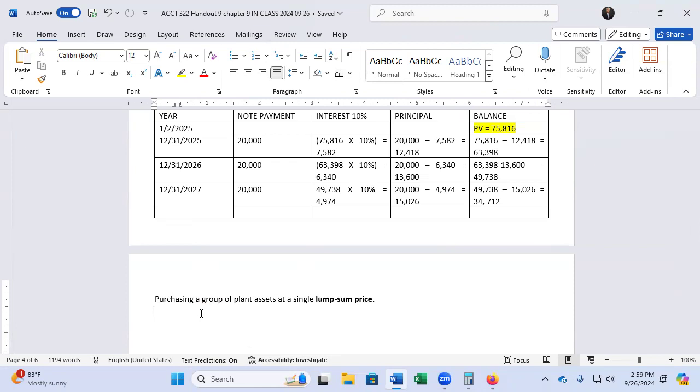And so you allocate the purchase price of the assets to the individual items on the relative fair value of the assets acquired.